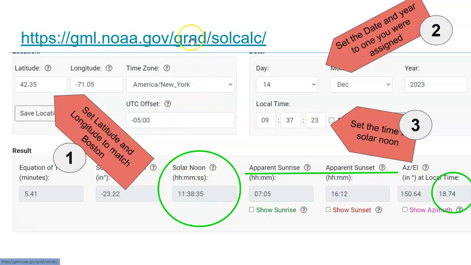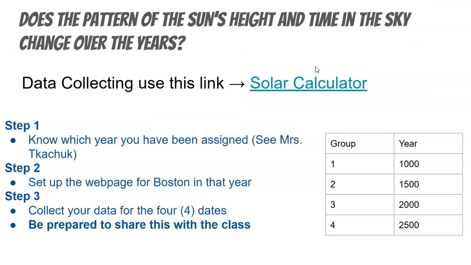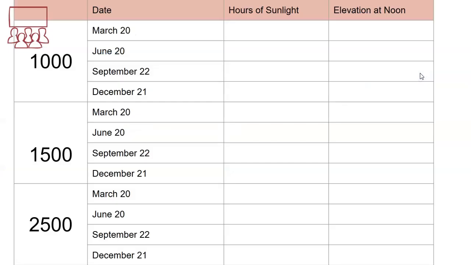So when you go here, this is the same thing. When you go there, you're going to set it to the latitude and longitude of Boston. This is step 1. Set it to the latitude and longitude of Boston. Step 2, set the date and year you were assigned. Okay. So again, when you go back here, you're given a year. Here's the last thing that's in your tasks. So if you're assigned year 1000, you're doing 4 dates in year 1000: March, June, September, December. Same for all the others.